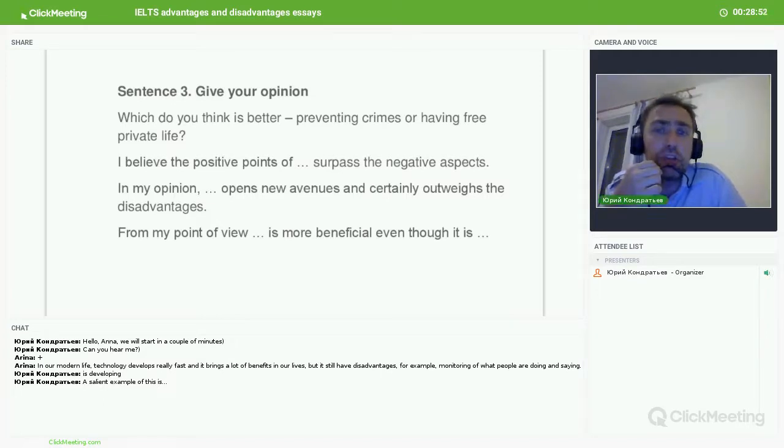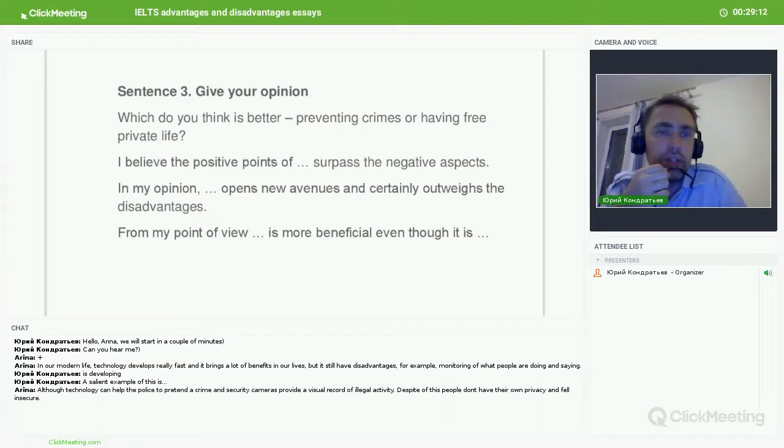Here are some expressions that might be useful if you write about advantages and disadvantages and what's more important, what's less important. I believe the positive points of, let's say, preventing crimes, for instance, surpass the negative aspects. In my opinion, using security cameras opens new avenues and certainly outweighs the disadvantages. From my point of view, blah, blah, blah is more beneficial, even though it is, and we continue.